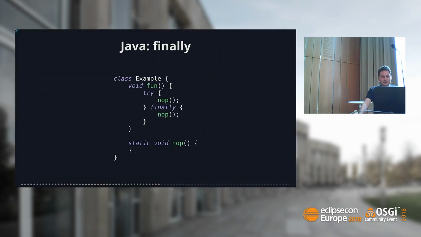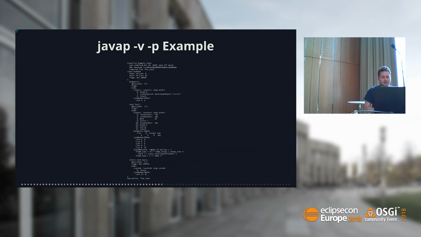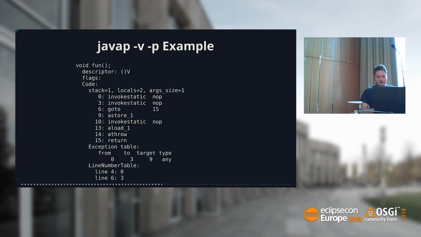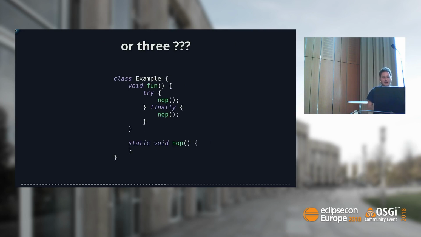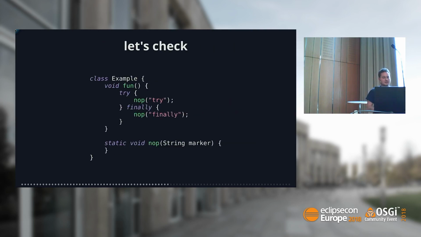Let's move on. Here is another interesting case, Java finally. We have try catch with a finally, a super simple one. Let's decompile. Let's have a look at what we see here. We have 3 invocations of the nop method, but we had only 2, right? Do you agree? Let's come back. Let's count. I see 3 nops, but okay, one is a declaration. In the body there are actually only 2 nops.